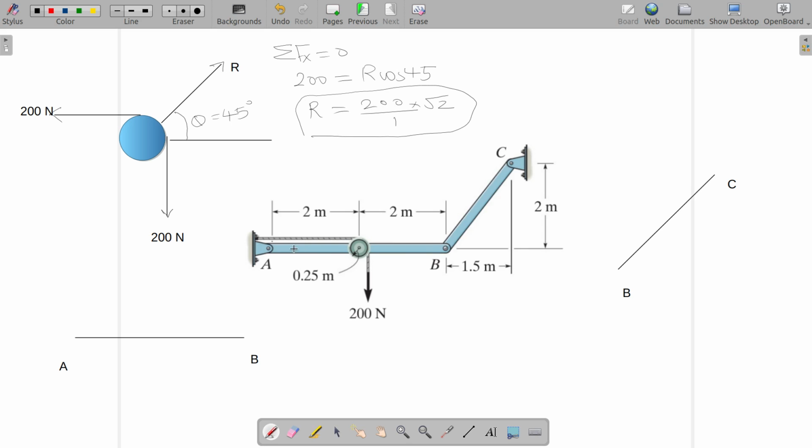So if the force by AB on the pulley is R, the force by the pulley on the bar should be in the opposite direction. That's the Newton's pair, and it should have the same magnitude, direction opposite, and this angle should be 45 degrees, and the magnitude here is R, which we have already calculated, which is 200 root 2.